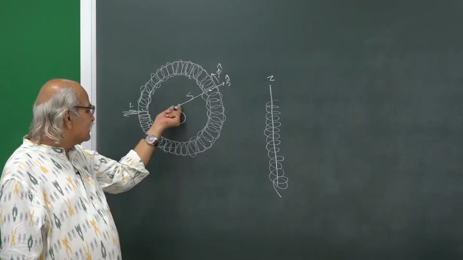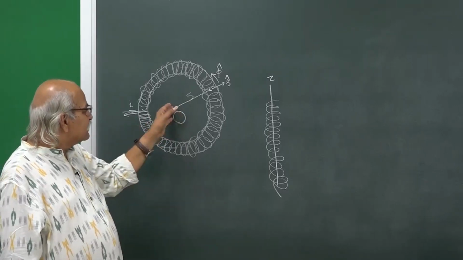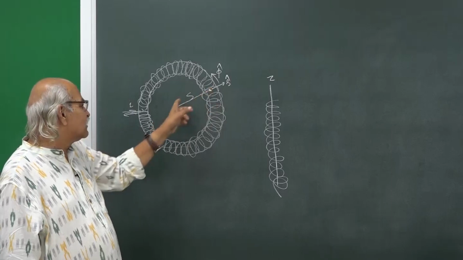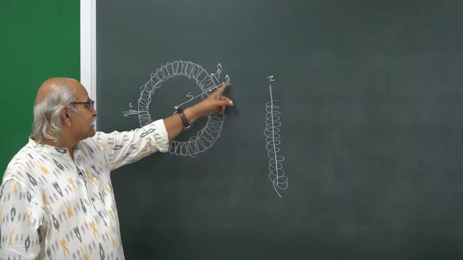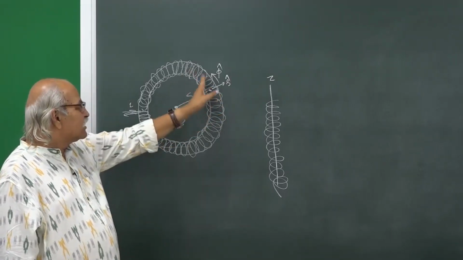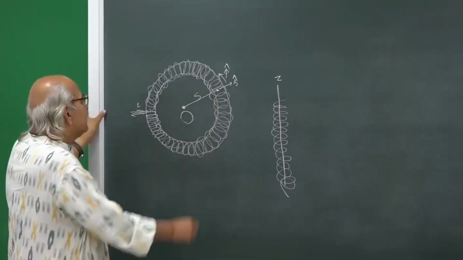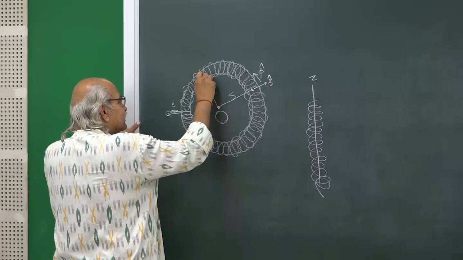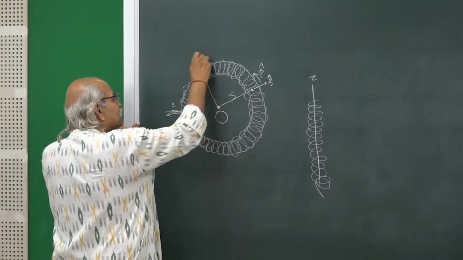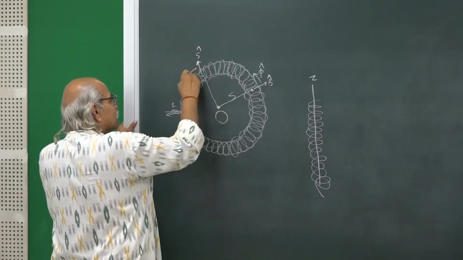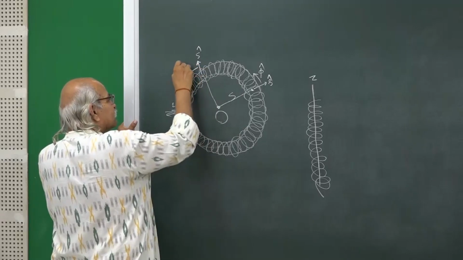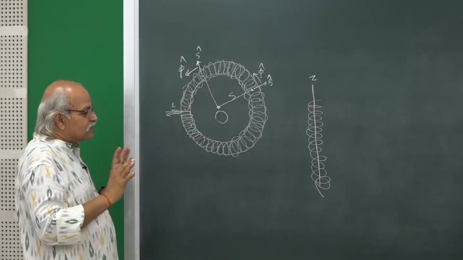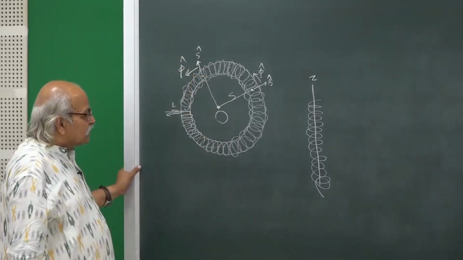This will be our Z axis, the origin will be here, and wherever you are, the normal distance is S, and this is S cap, and then perpendicular is phi cap. If you are here, then this is S, this is S cap, and this direction is phi cap, like that. So, that is our system.